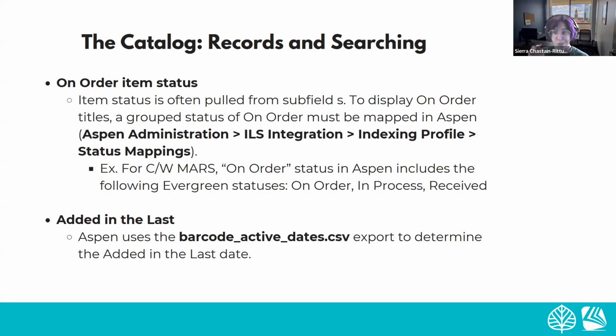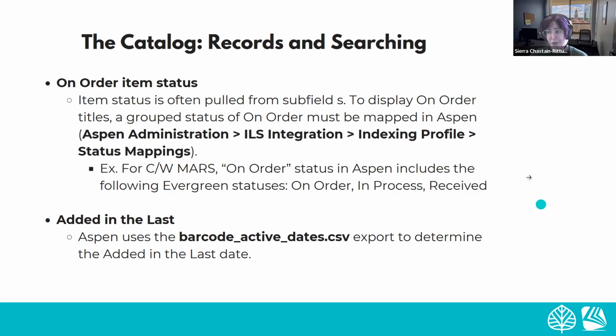So it's on order, which is what all of our acquisitions libraries use, but then it's also in process and received, which is what a lot of those other libraries use if they're not using acquisitions. As far as the patron is concerned, on order just means it's coming. It's not here yet, but it's on the way. So that's why we decided to include those other statuses, because even if you're not an acquisitions library, you still have titles that are on the way. And even if it's not on order, that's essentially what it is.